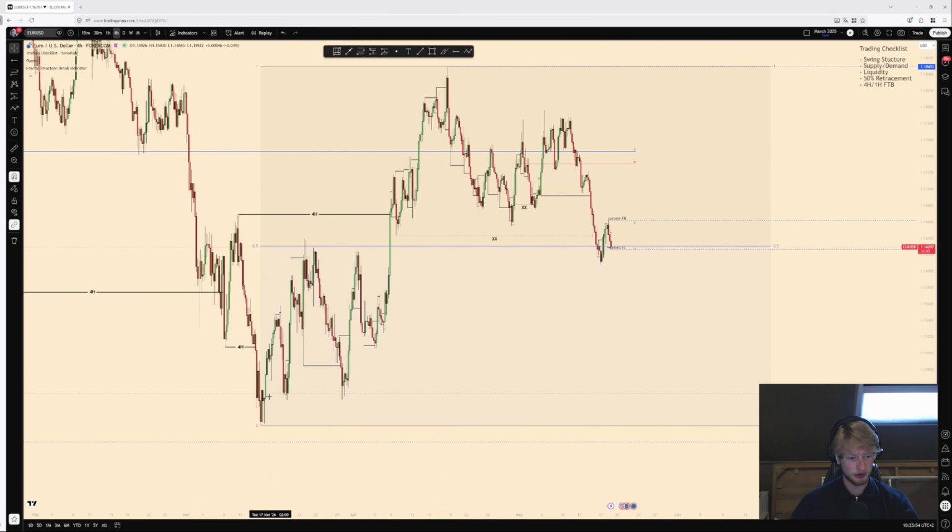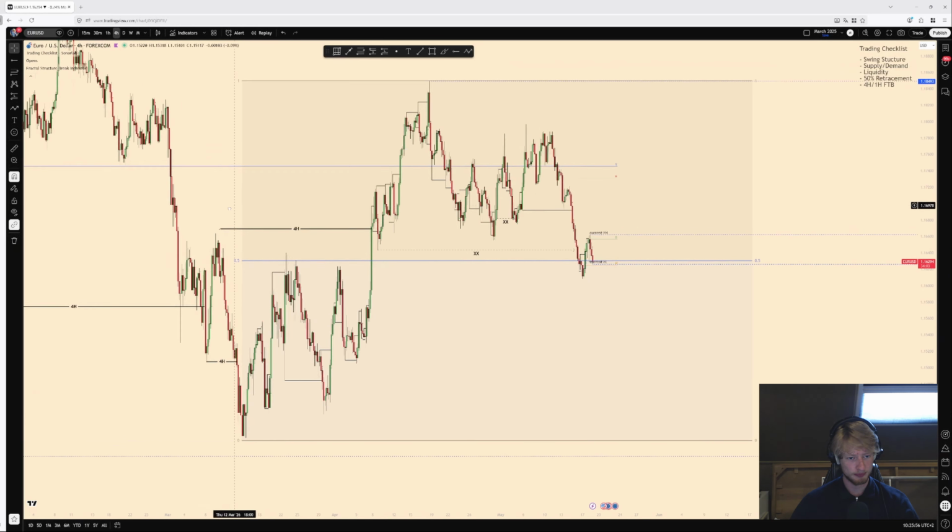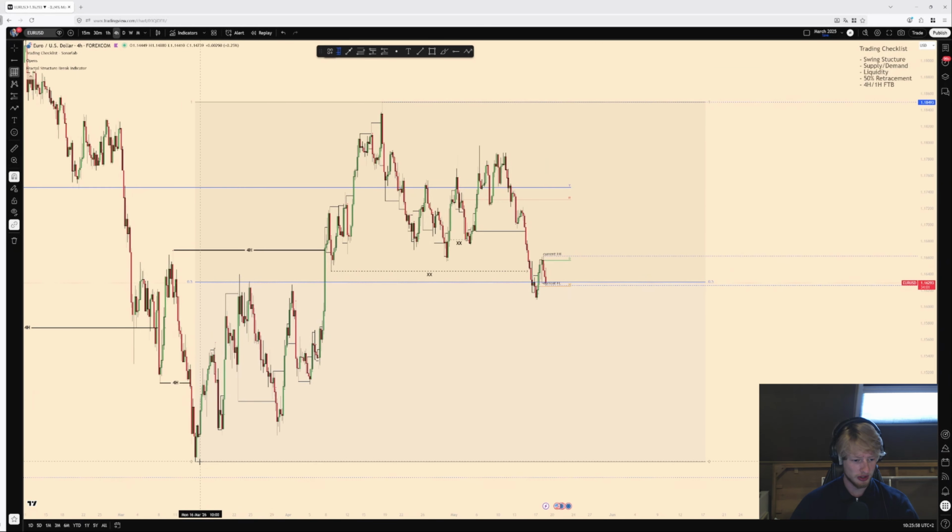because we break down here, then we break up, but then we do not really retrace. So between this low and this high, we do not retrace towards the 0.5. That's something we only have done right now. So yeah, of course, we can still see a push down lower in line with the daily swing structure.